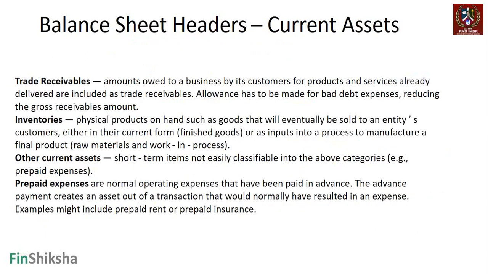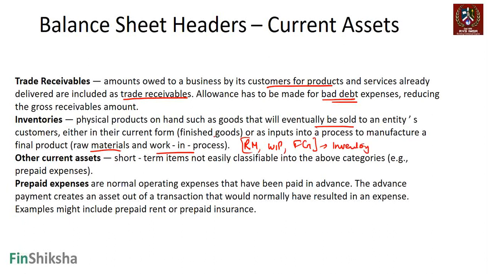Then we look at the other areas. Trade receivables are amounts owed to the business by customers for products and services that are delivered but not yet paid for. These are included as trade receivables. Allowances have to be made for bad debt, the bad debts expected out of the total receivables amount, right? Then inventories are physical products on hand, such as goods that will eventually be sold to the end customers, either in their current form, finished goods, or as inputs to the process, which is raw materials and work in progress. So raw material, WIP, or finished goods, all of them combine to give you the inventory, right?